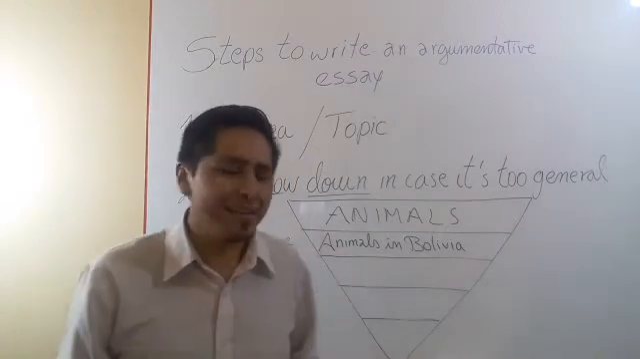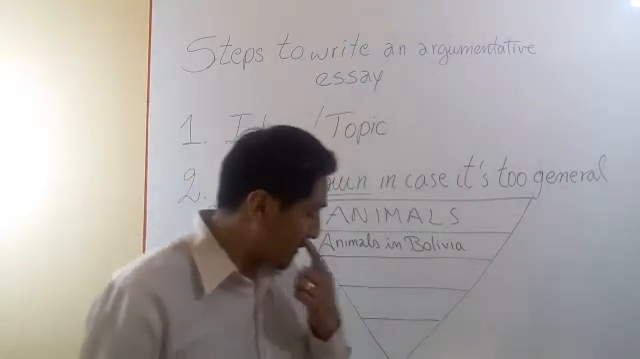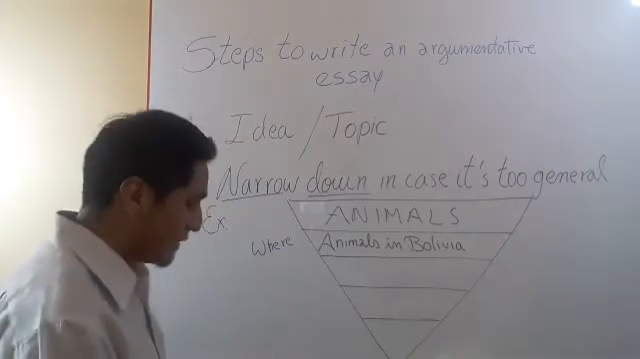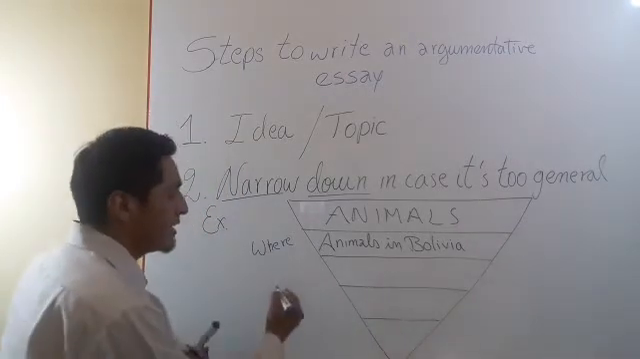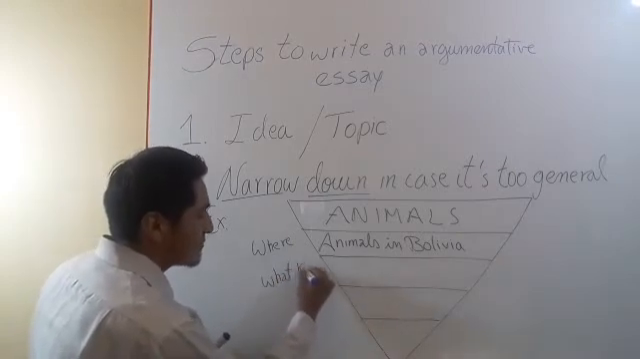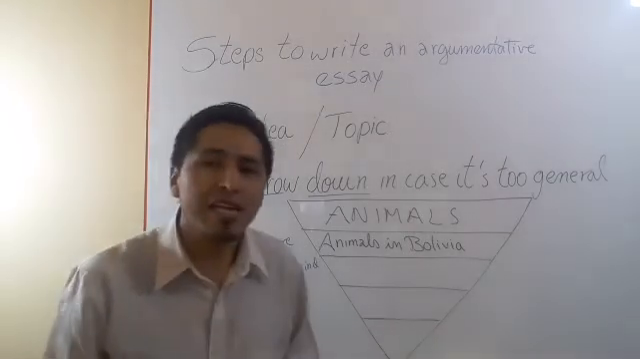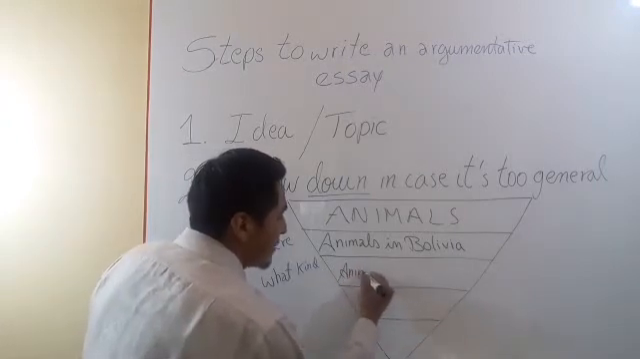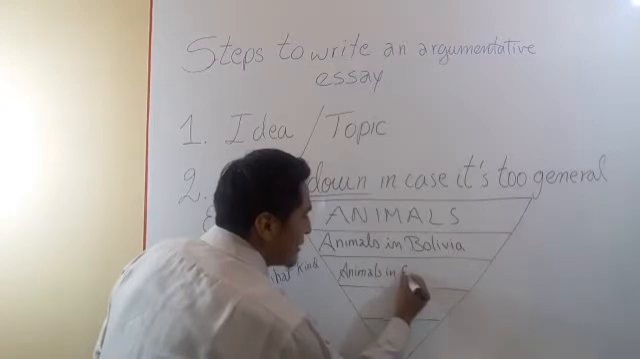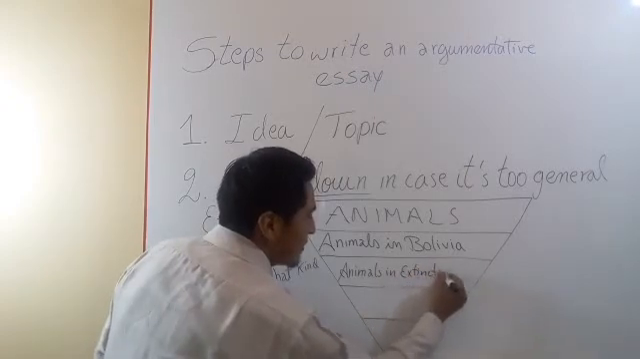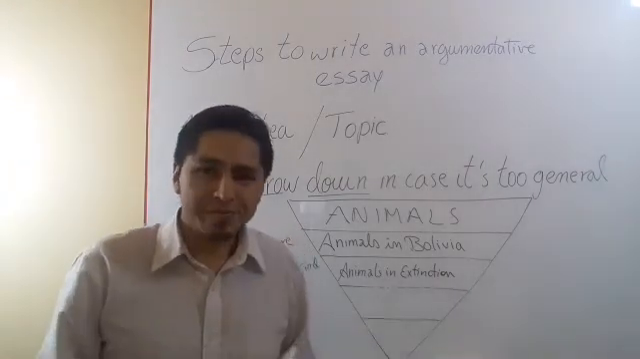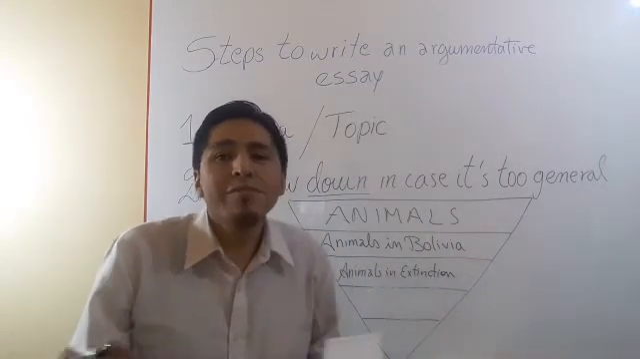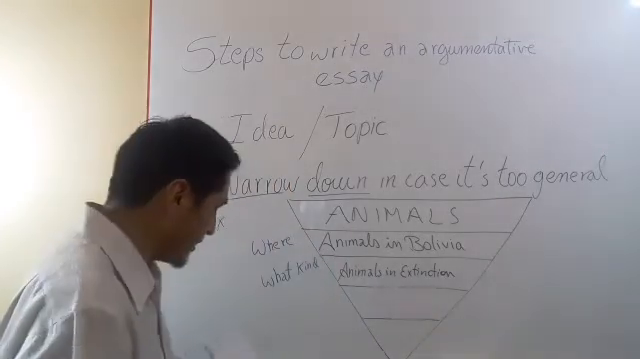Great! Animals in Bolivia. We are going to talk about animals in Bolivia, but we still need to narrow down a bit more. For example, animals in Bolivia. There are different kinds of animals. So here the next question can be for you, what kind? What kind of animals would you like to write about? Let's say we are going to choose animals in extinction. Animals in extinction. What are we doing? We are reducing from general into something more specific, because when it's specific, it's manageable. You can manage that, all right?